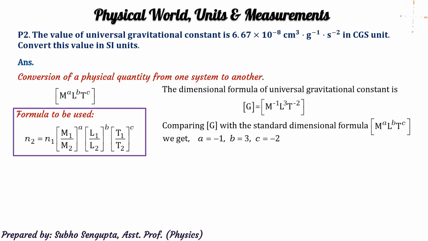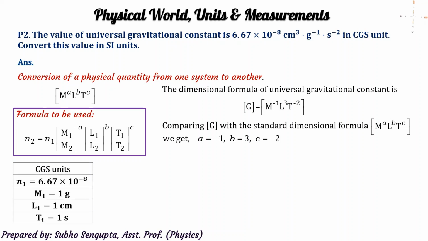Let us now write the values of n, M, L and T in CGS system. Here, n1 is equal to 6.67 × 10^-8. M1 is equal to 1 gram. L1 is equal to 1 centimeter. T1 is equal to 1 second.